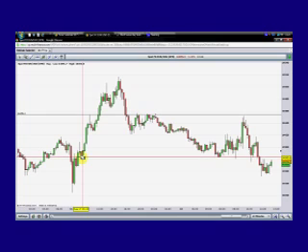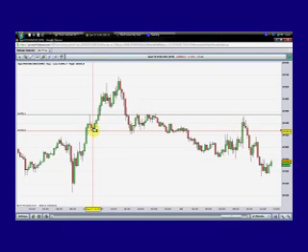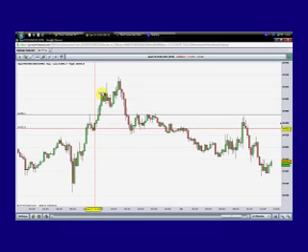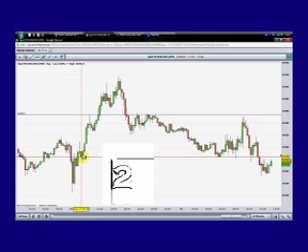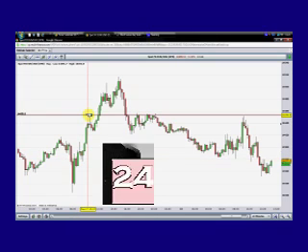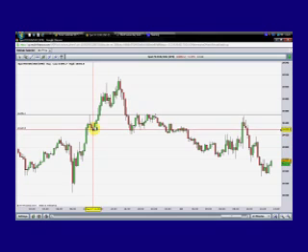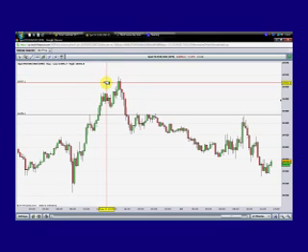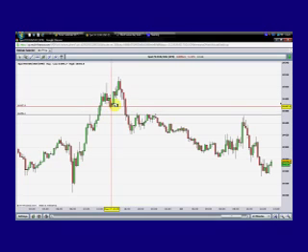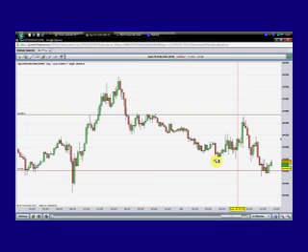First area wave from here up to this level here, second area wave from here down to this level here, third area wave from here up to this level here, the fourth area wave from here down to this level here, and the fifth area wave from here up to this level here. And then we have the ABC corrective move.